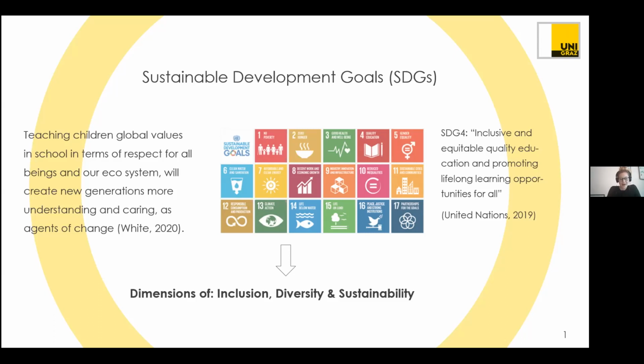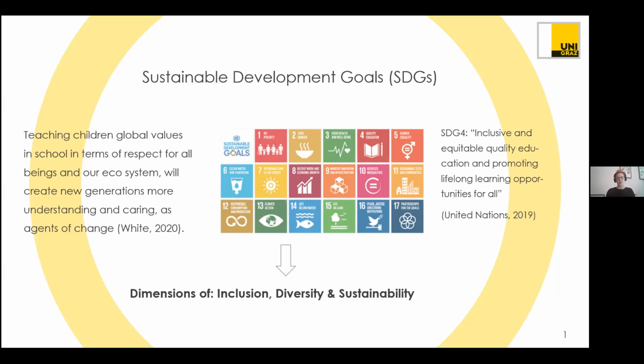Now the question is, why is it important? It's important because teaching children global values in school in terms of respect for all beings and our ecosystem will create new generations more understanding and caring as agents of change. So this is my approach to the implementation of SDGs in the educational system. And for our research, we have extracted three dimensions out of the SDGs. We have inclusion, diversity, and sustainability.